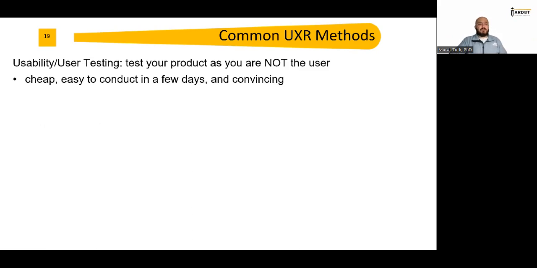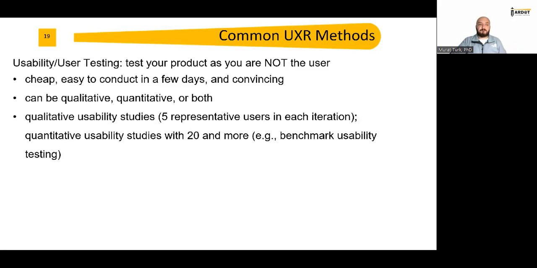Basically, user testing or usability testing is cheaper, compared to other methods like field studies, for example. Easy to conduct in a few days, and they're also quite convincing. You can just show your stakeholders a video clip showing how users struggle, right, while doing something, and you can say, hey, you see, it's not working. So, it's quite convincing. They can be qualitative, they can be quantitative, or they can be both, right? Both qualitative and quantitative elements can be integrated into a usability test.